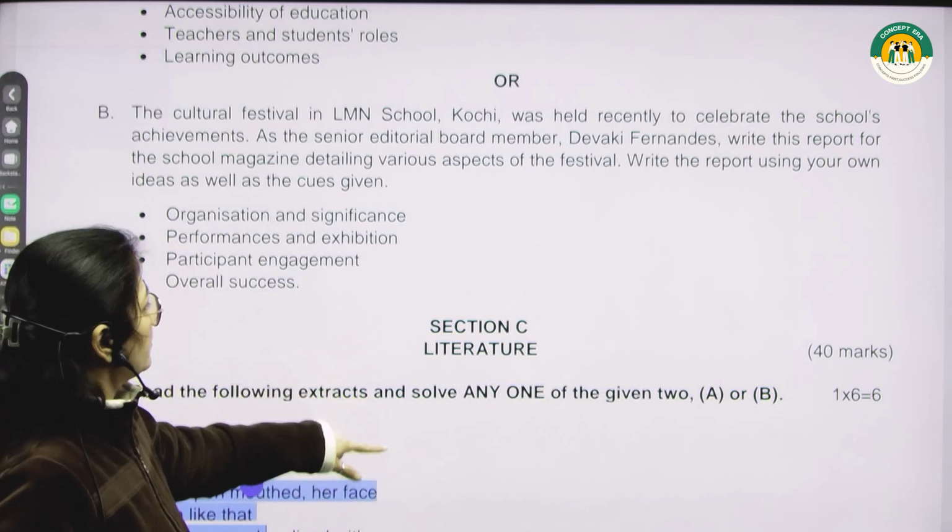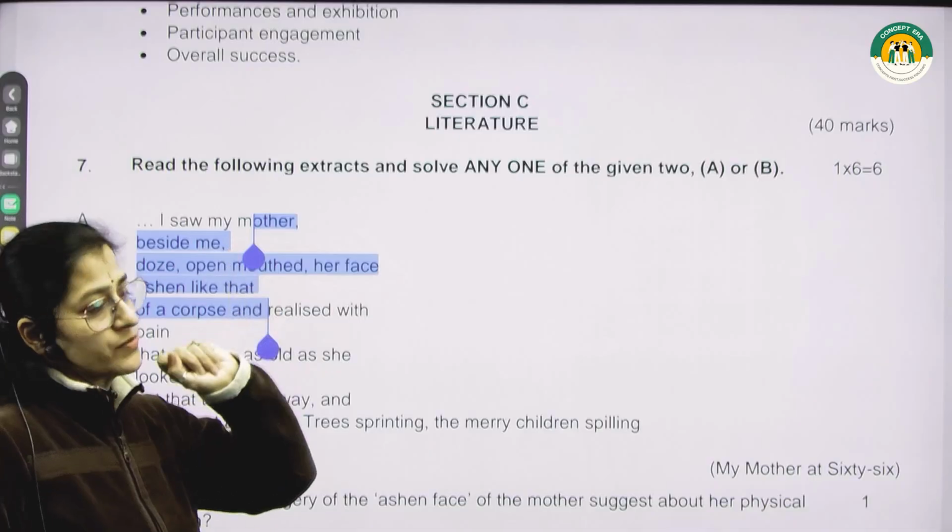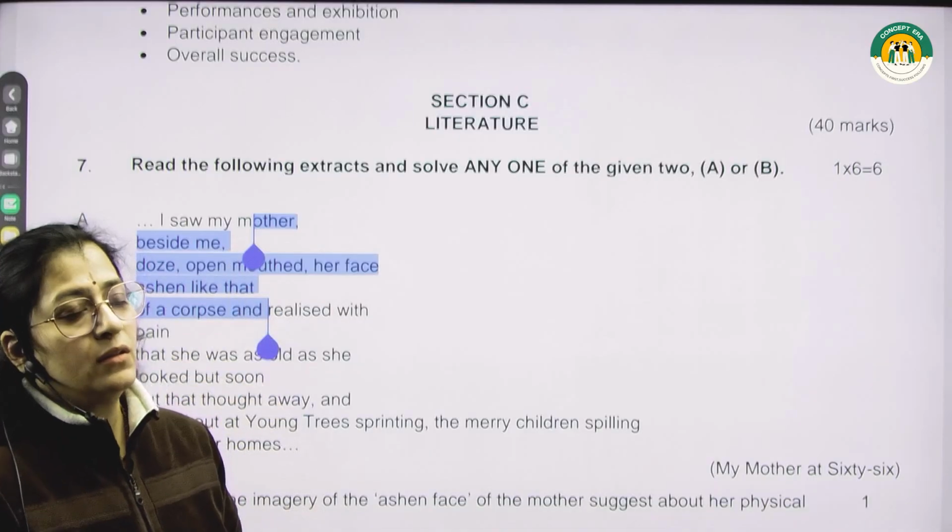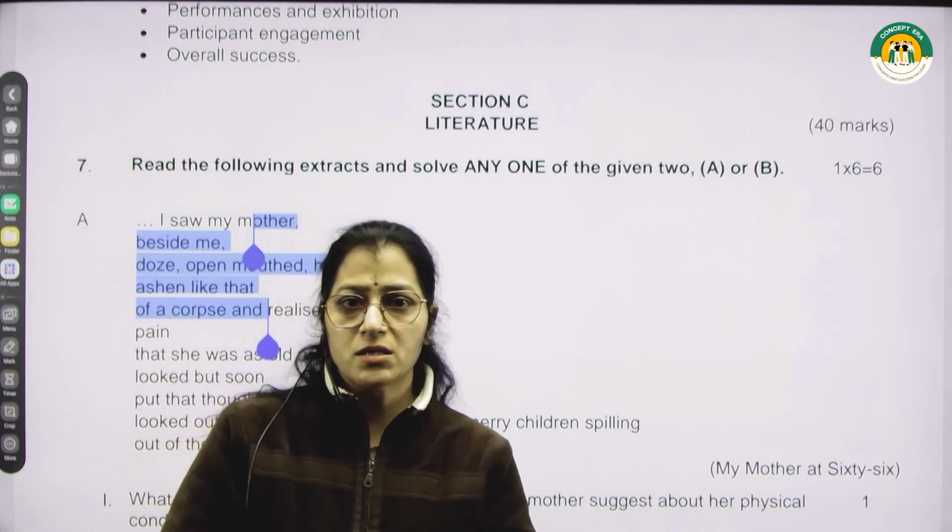Next is section C, the literature part, from both the books, Vistas and Flamingo.